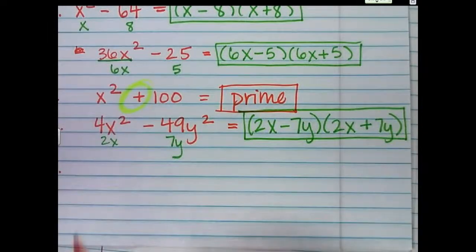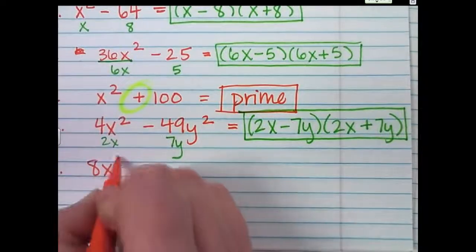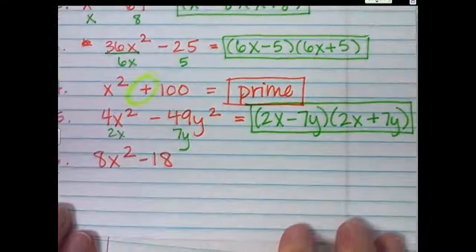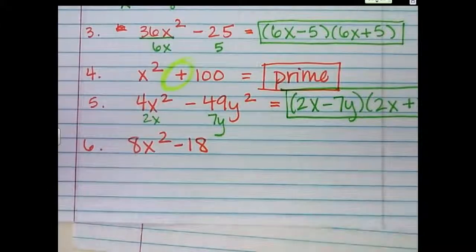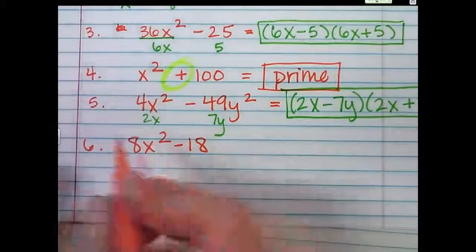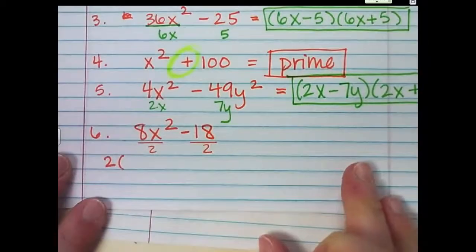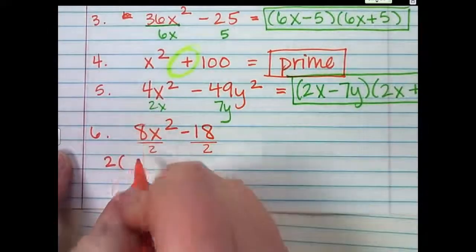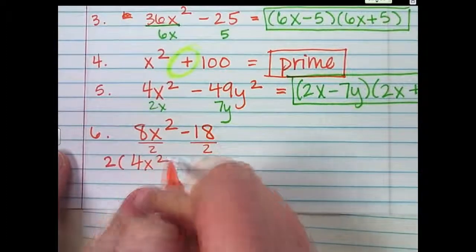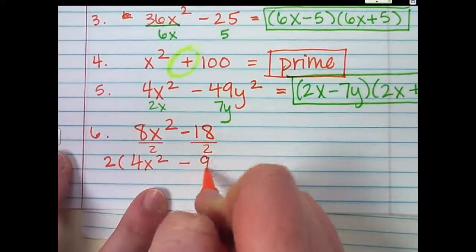Number 6. 8x squared minus 8. There hasn't really been any GCF for us to take out yet, but look at this one. What's common that we can take out? A 2, right. A 2 goes into both of those. So this is what you did yesterday. If we take out a 2, I'm basically dividing each of these by a 2. So what's left inside the parentheses? 4x squared minus 9.